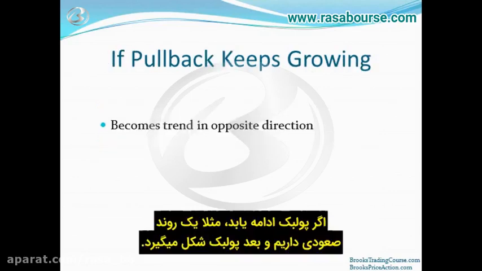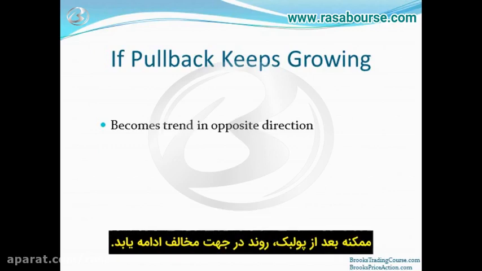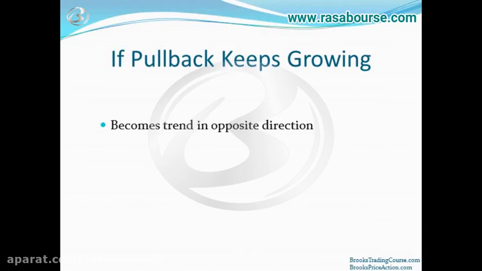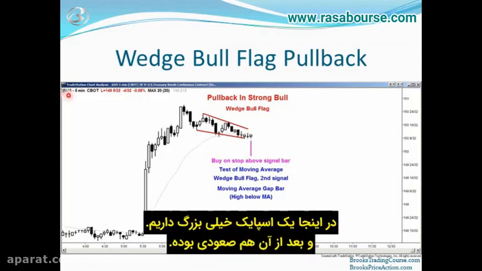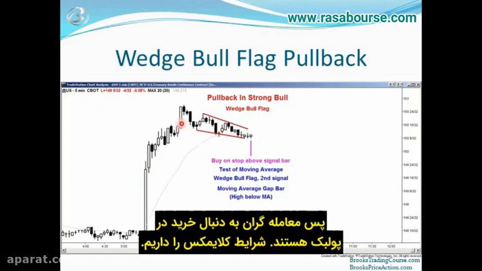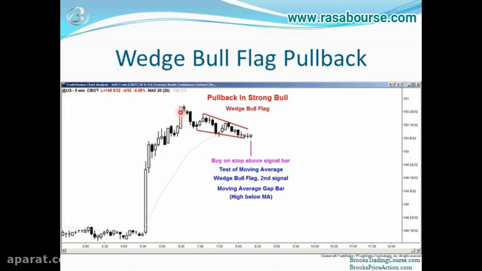If a pullback keeps growing, like if you have a bull trend and you have a pullback and you have a high 4 that forms and the market just keeps trending down, the trend of the pullback can become a trend in the opposite direction. For example, here's Treasury bond futures, a huge bull spike, huge follow through, so traders are looking to buy a pullback. Pretty climactic, might be an exhausting gap.